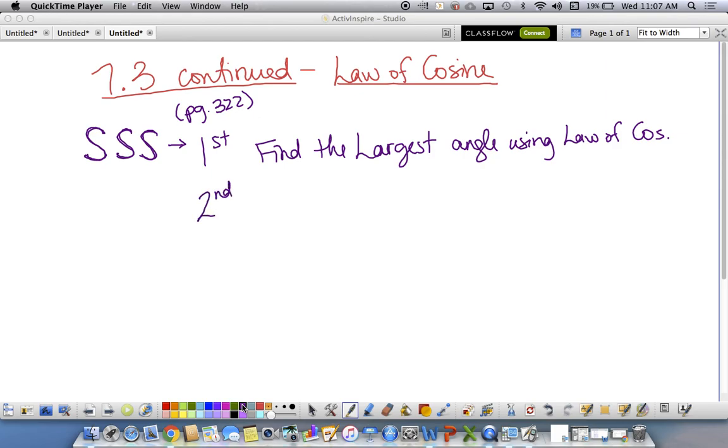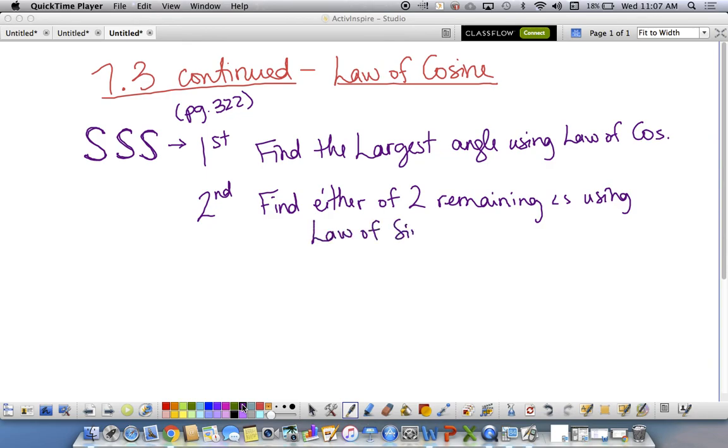Second, after you found that one angle, it doesn't matter, you can find either of the two remaining angles using, guess what? I told you yesterday, when you use the law of cosine, you only ever have to use it one time. So you now have a side and an angle opposite, so you can use the law of sine. Find either of the two remaining angles. It does not matter which one. You're good.